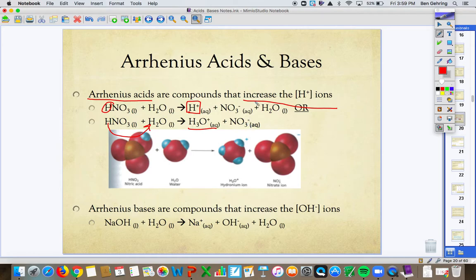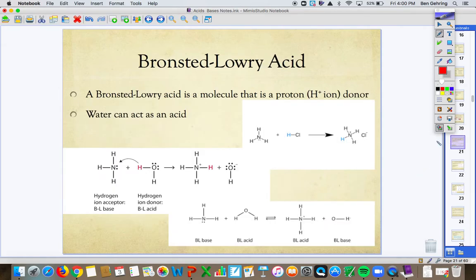So because acids increase the hydrogen concentration, his definition for a base is one that increases the hydroxide concentration. So we have sodium hydroxide mixed with water. We get sodium plus hydroxide plus H2O. So that is an Arrhenius acid and an Arrhenius base.